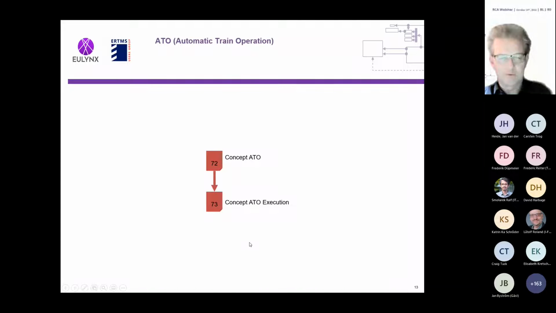If you are more interested in ATO, and I say more interested because this is already a high number of documents, and I'm sure not everybody will need to read every document, this is your area now. You have a general concept of ATO about the purposes, the principles, and the data. And you have then the concept of ATO execution, which gives you information also on the interfaces, the functions, the business goals, and the derived requirements.